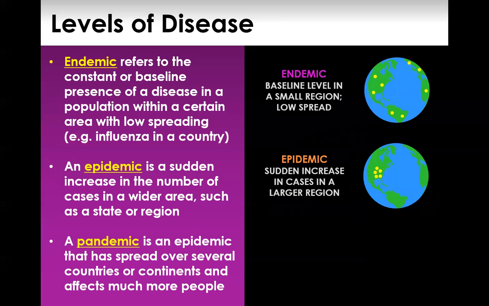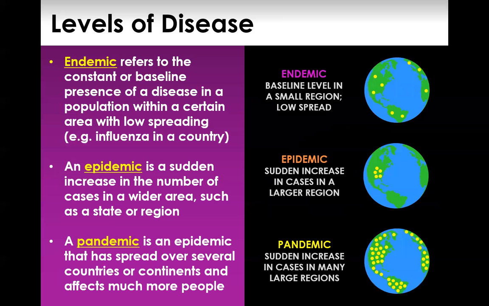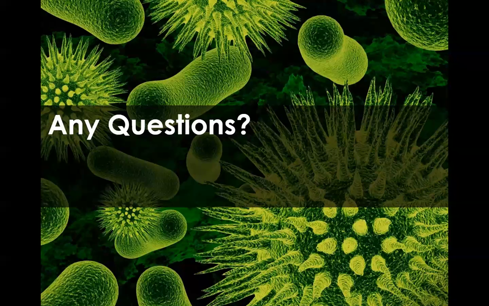All right, so here's another kind of visual. You can see endemic is that baseline. We just live with it. We have vaccines, we wash hands, and if we're sick, we stay home. The epidemic is a sudden increase, with larger numbers of cases in a particular region. And then the pandemic is around the world. I'm going to pause here to see if there are any questions.